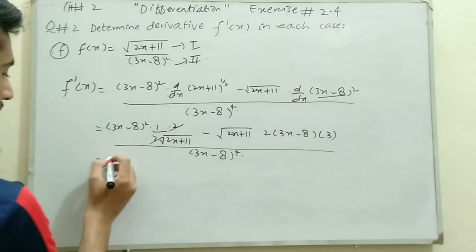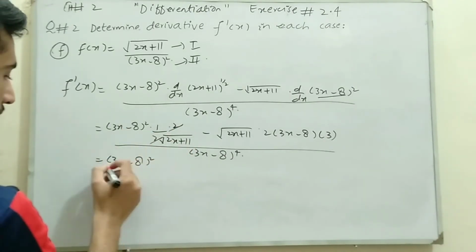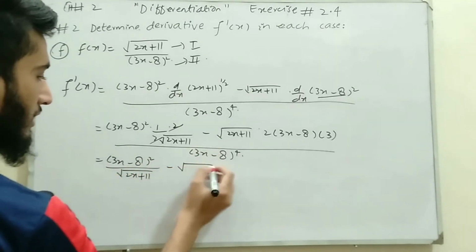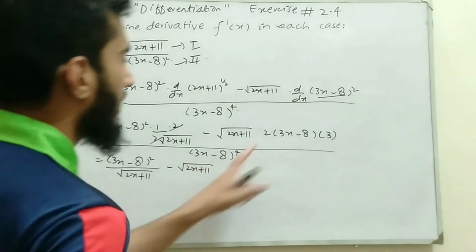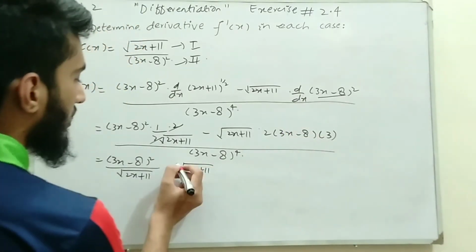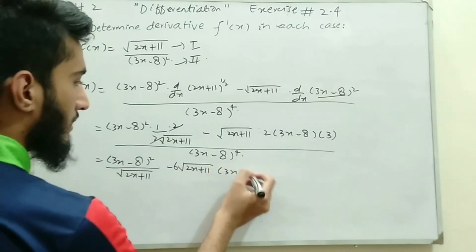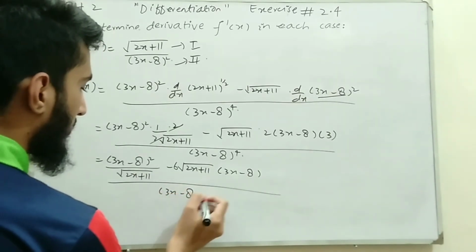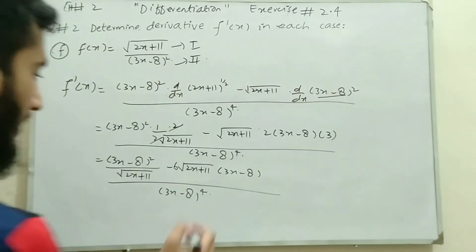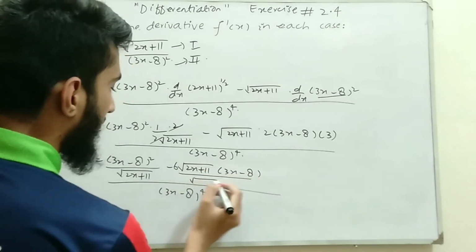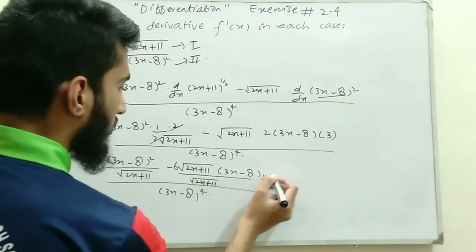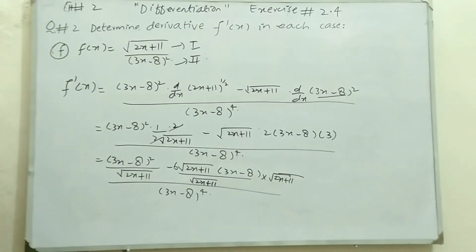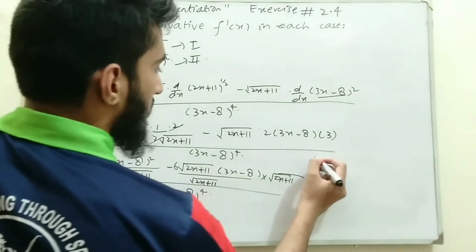We are left with (3x minus 8) whole square divided by under the root of 2x plus 11, minus times of under root of 2x plus 11. Here it gives us 6 times of (3x minus 8). So 6 times of (3x minus 8) whole divided by (3x minus 8) whole raised to the power 4. Here if I take LCM, let's suppose I multiply 2x plus 11 under the root and divide by 2x plus 11 under the root, and also multiply 2x plus 11 under the root. Now after this, it becomes (3x minus 8) whole square.